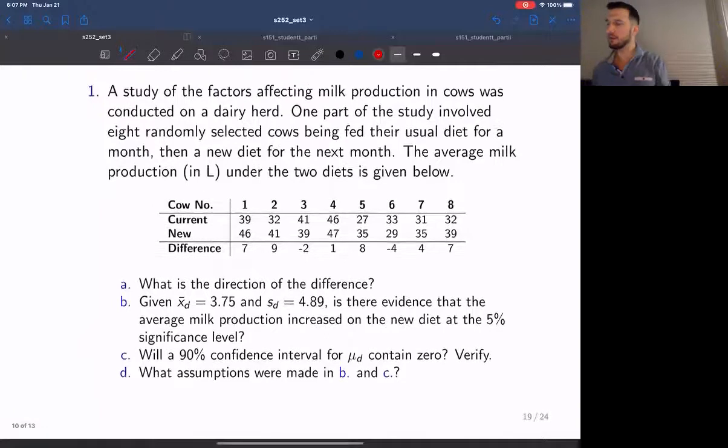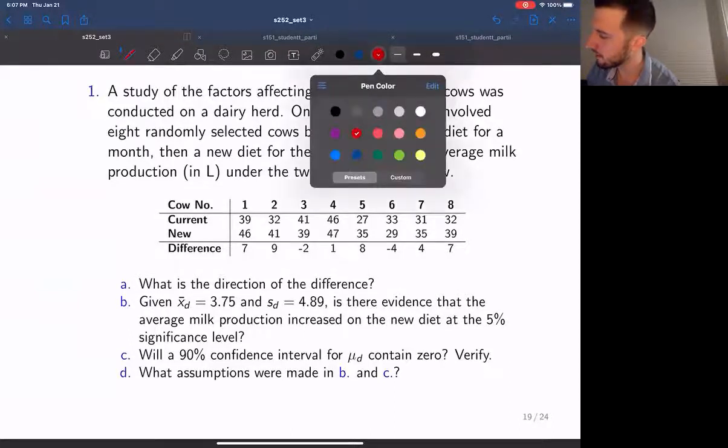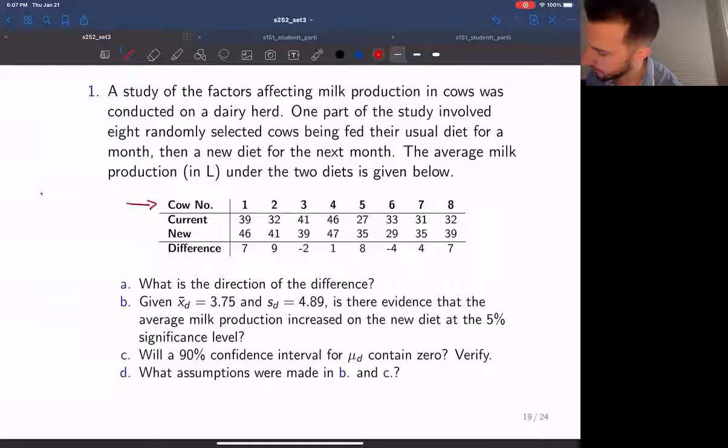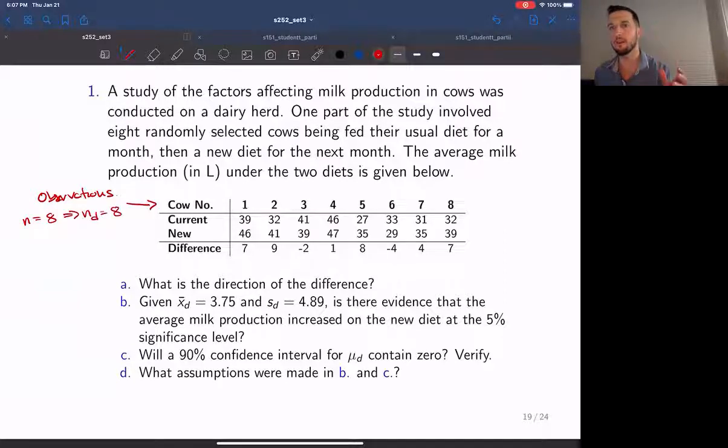Okay, so let's look at an example of a paired t-test. In this example, we have 8 different cows. The cow number here is the observation, so little n is equal to 8, which means we will also have little n_d being equal to 8. The sample size for the experiment and the sample size for the number of differences will always be the same. So we have 8 different observations, 8 different cows in this experiment.